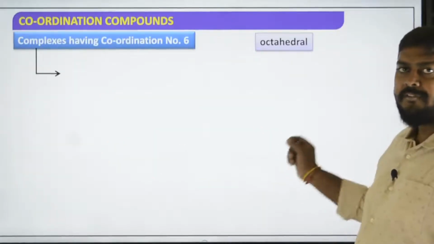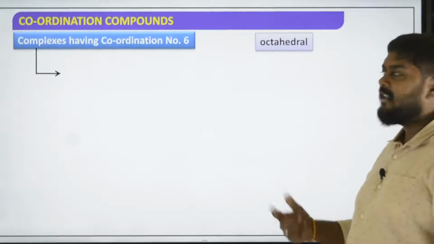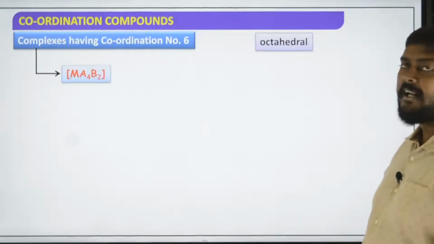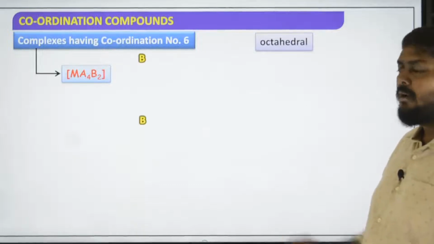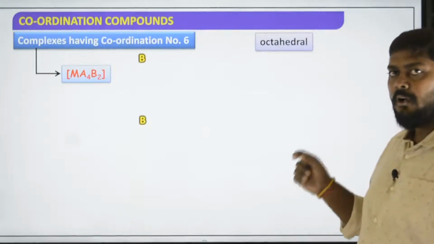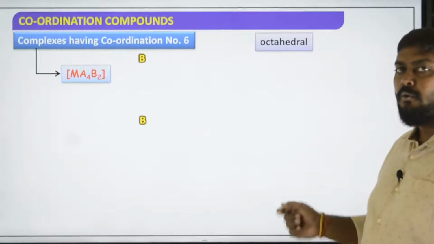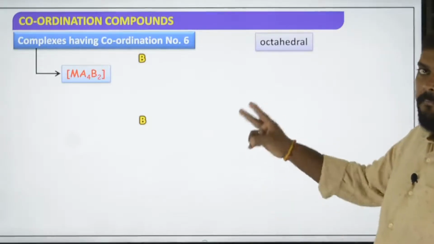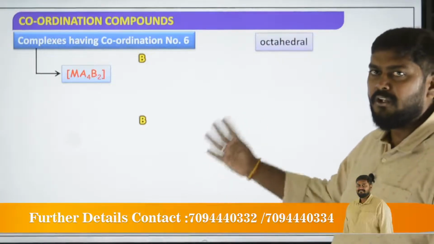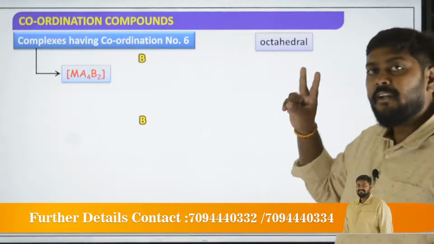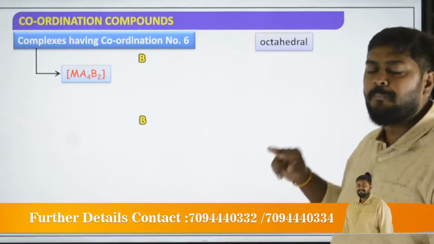Next, complex with coordination number 6. Coordination number 6 is octahedral shape. In octahedral shape, the first type is MA4B2, that is, a metal surrounded by 4 same type of ligand and 2 same type of ligands, right? In this complex there are only two types of ligands. One ligand occurs 4 times and another ligand occurs 2 times. The ligand occurring 2 times will play a vital role.